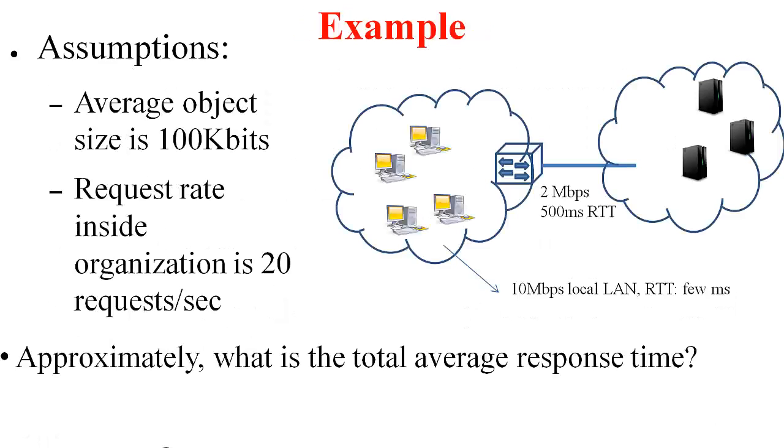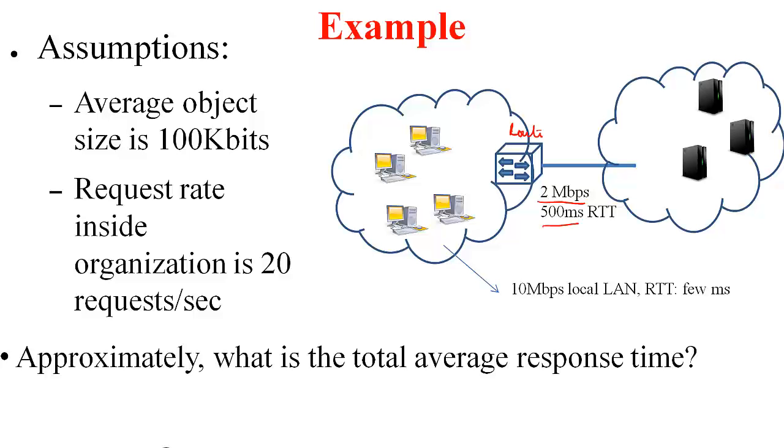To drive home the advantage of web caching, let me go through this example. So here is an organization within this cloud with many clients. And this organization is connected to the external world with a 2 Mbps link. Let's assume that the round trip delay between this router here and some server out there in the internet, going forward and coming back, is 500 milliseconds. There are no proxies yet. Let's first see what happens without proxies.